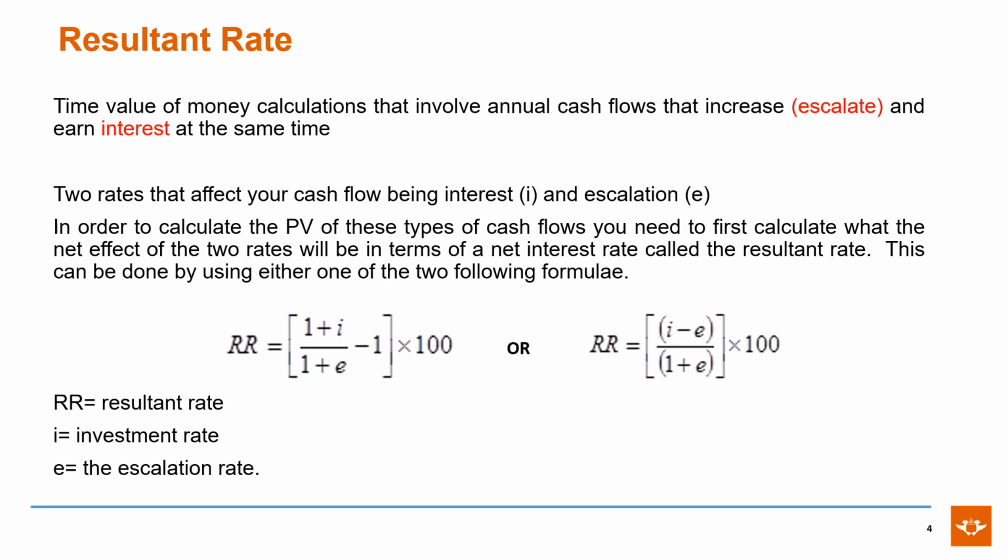When calculating your retirement gap, you're going to work with annual contributions that increase, as well as earn interest at the same time. So to calculate the net rate between these two rates, you're going to use a resultant rate. In your formula, you have 1 plus I, representing your investment rate, divided by 1 plus E, your escalation rate, minus 1, multiplied by 100.